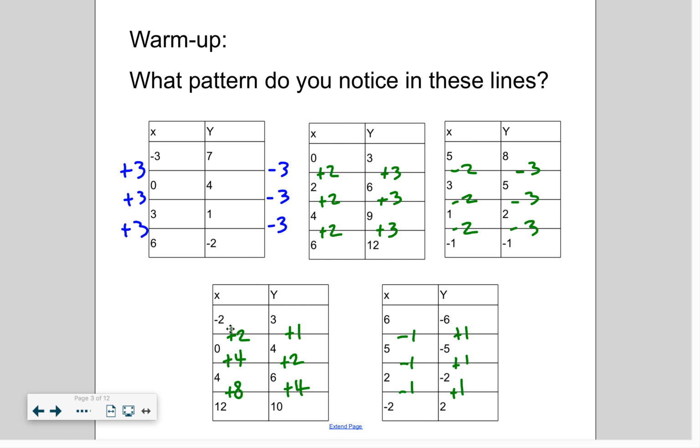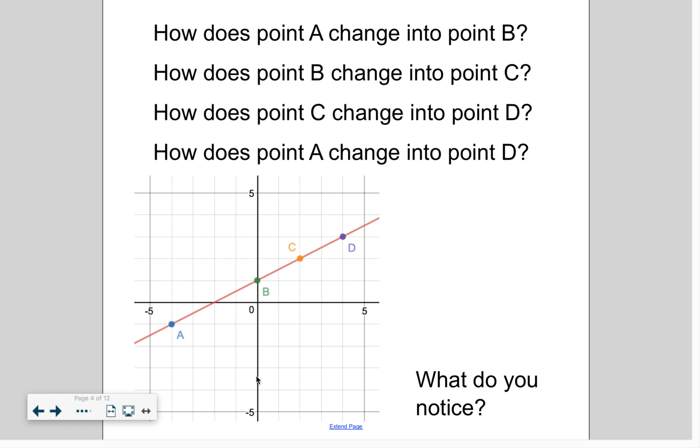This one was a little tricky. So as x went up by 2 here, y went up by 1. But then x went up by 4, and y went up by 2. You should have found out that the pattern was, though, that every single time x went up by 2, y went up by 1. So these values are actually directly proportional to one another. And you should have been able to figure that out. So keep these patterns in mind as we go forward.